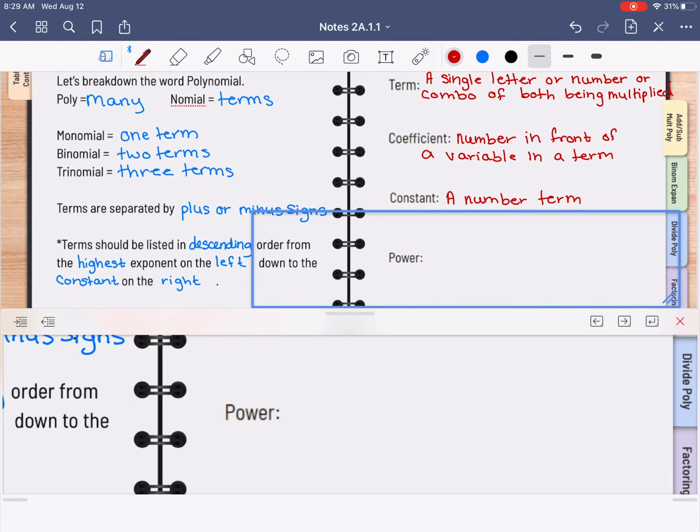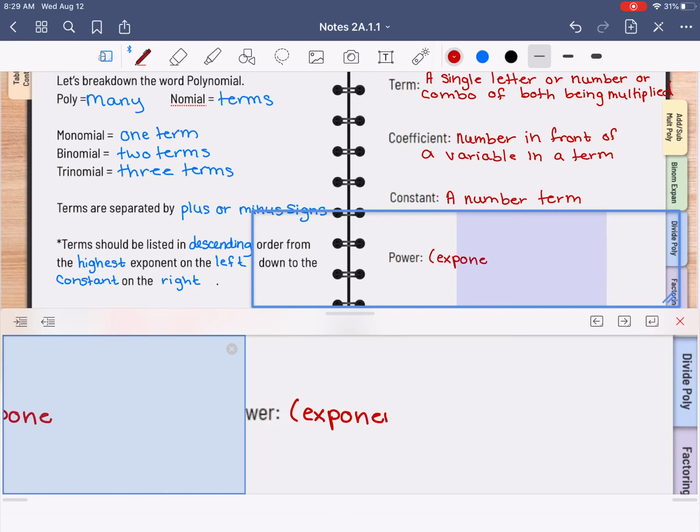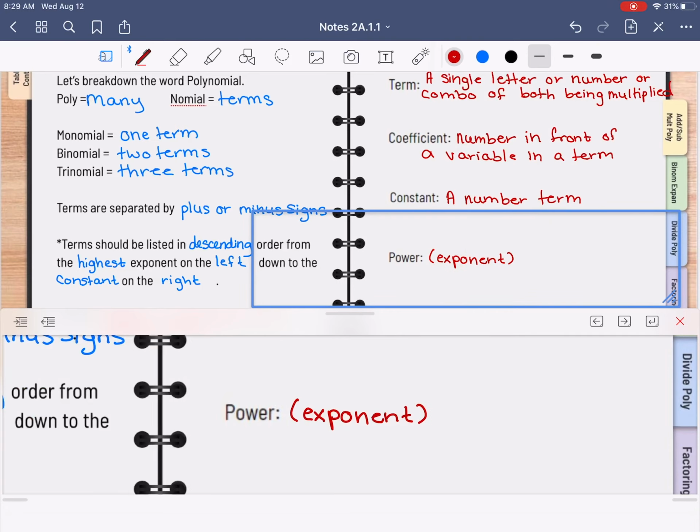And the last one is a power. Hopefully you know a power is just an exponent. It's just a product of something being multiplied by itself.